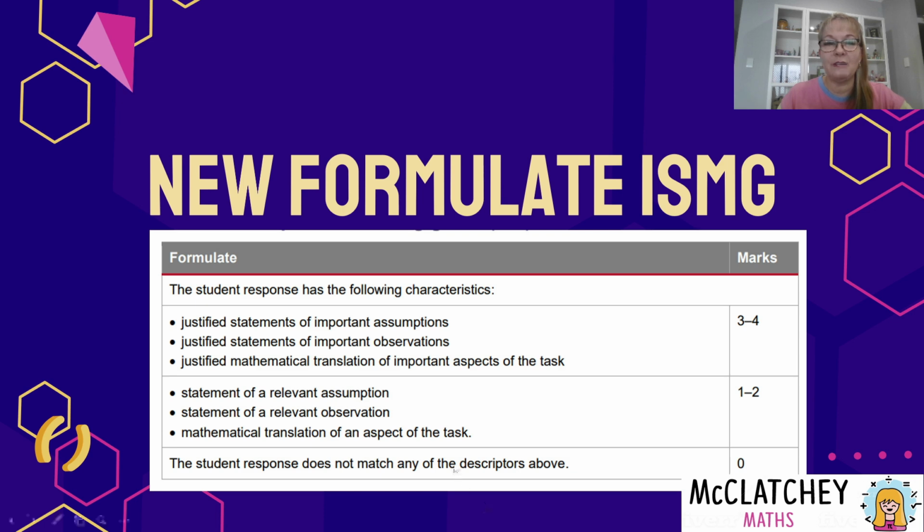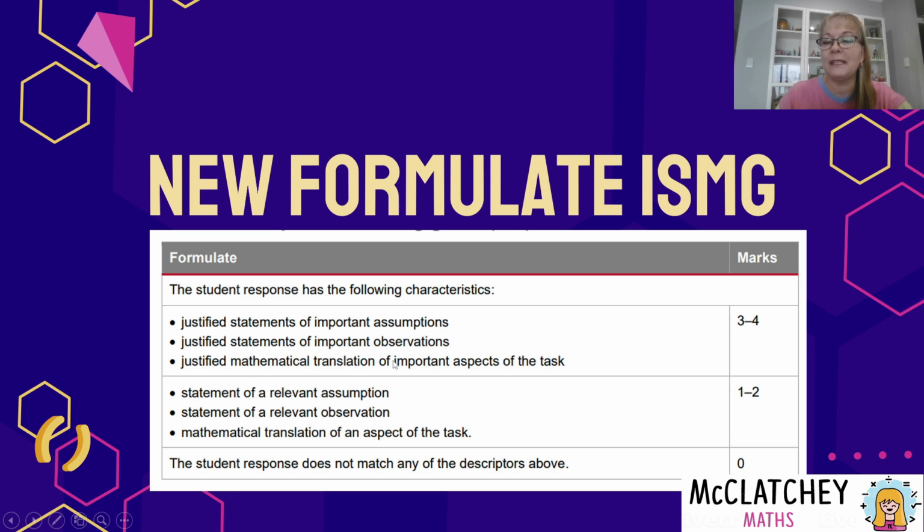So we've got these three sections here. Obviously, we want to be achieving in this top section here. And we've got this new word, justified. It wasn't in the old one. We used to have documentation instead of justified. So we're going to look today at what we mean by the word justified. We'll talk a little bit about assumptions and observations, but our next video is going to go into a lot more detail about those. This row here is our main focus today.